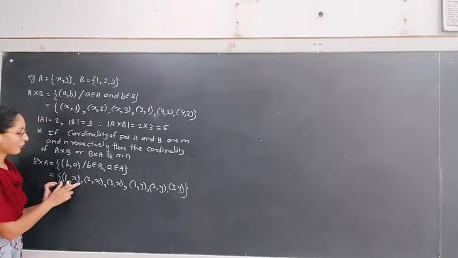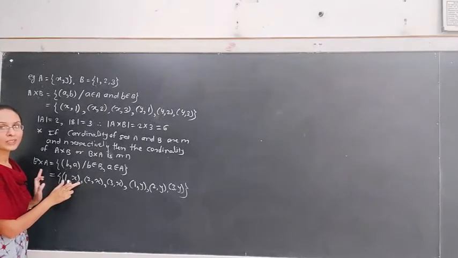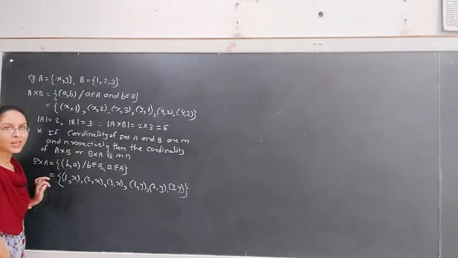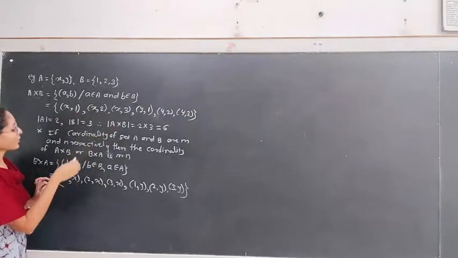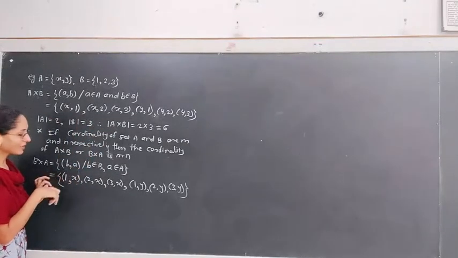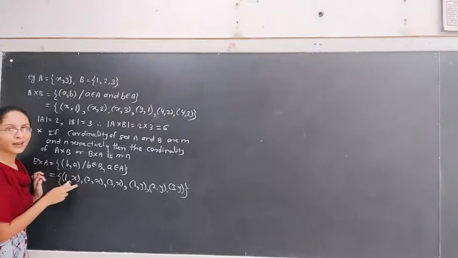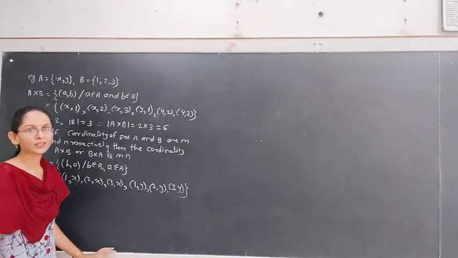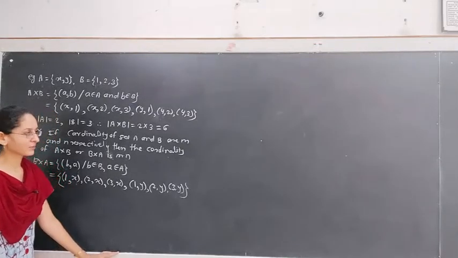The ordered pair 1x belongs to B cross A, but the ordered pair 1x does not belong to A cross B. Similarly, all the elements of A cross B are not in the set B cross A. Hence, A cross B and B cross A have the same cardinalities, but they are not equal sets.